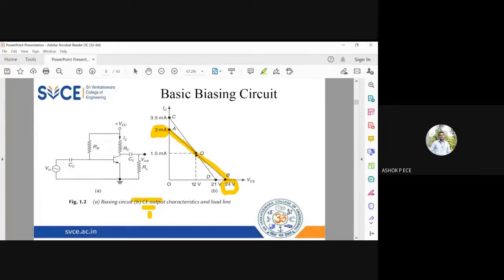And you know the Q point will be exactly in the middle, right? So 3 means 3 by 2. 3 by 2 is 1.5 milliamperes. 24 by 2 is going to be 12 volt. So 12 volt and 1.5 milliamperes are the coordinates of your Q point. So 12 and 1.5 milliamperes is the ideal operating point for this BJT.